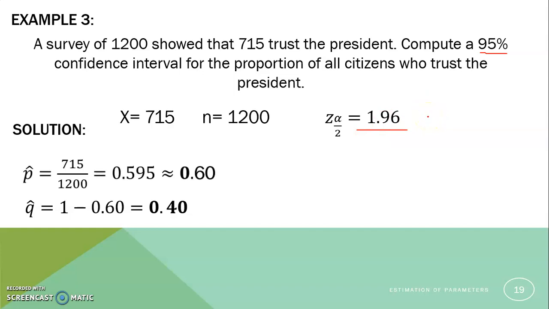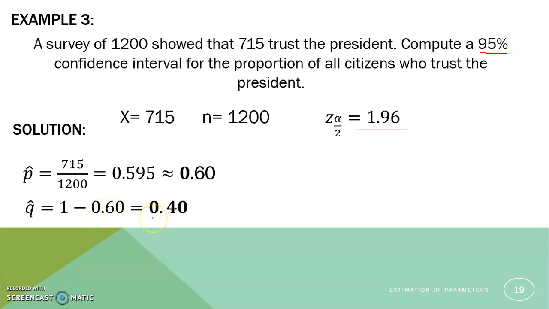And we have P hat. In getting the P hat, just divide 715 by 1,200. So, we have this outcome. You round it off, so it becomes 60 hundredths. In getting the Q hat, we just subtract the P hat from 1.